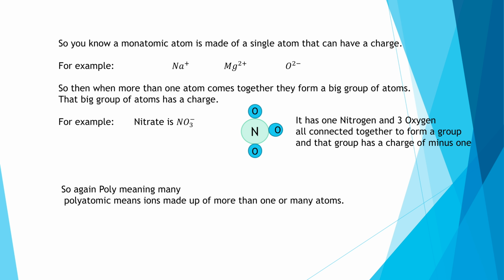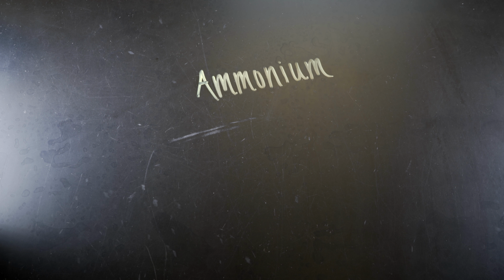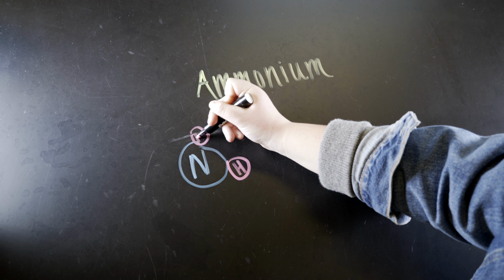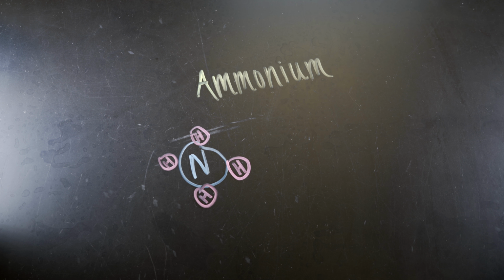For example, nitrate has 1 nitrogen and 3 oxygen all connected together to form a group, and that group has a charge of -1. So again, poly means many, polyatomic means ions made up of more than one or many atoms. An example is ammonium. It is made up of 1 nitrogen and 4 hydrogen. To draw this, you have 1 nitrogen in the center and the 4 hydrogen surrounding it.